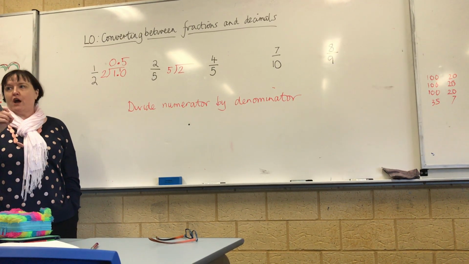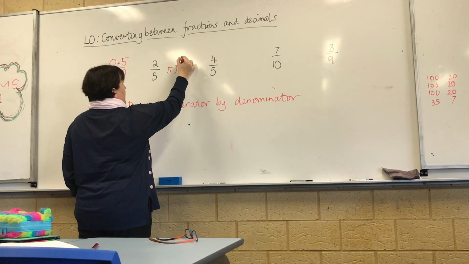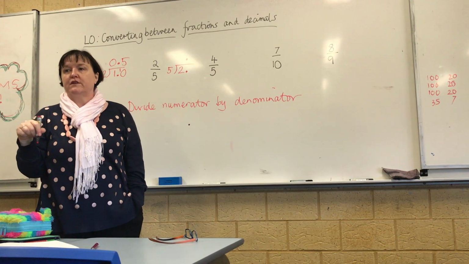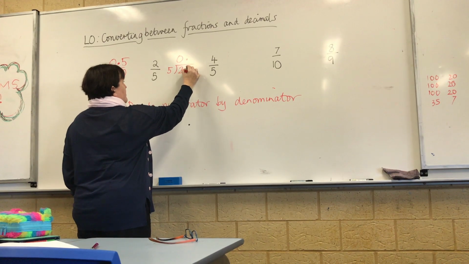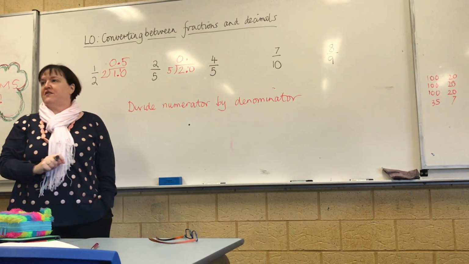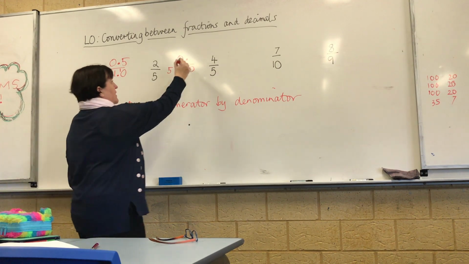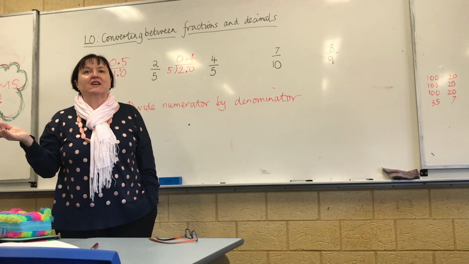Now again, we know it's going to be too big, so we put our little decimal point here. How many 5's are there in 2? None. That's right. Okay? And then we carry the 2 across to there. How many 5's in 20? 4. And 2/5 is 0.4. It's like magic, isn't it?